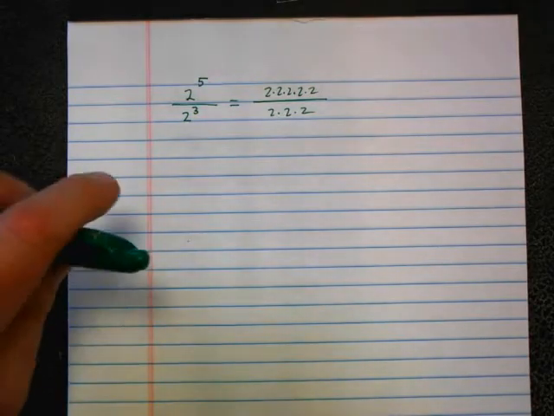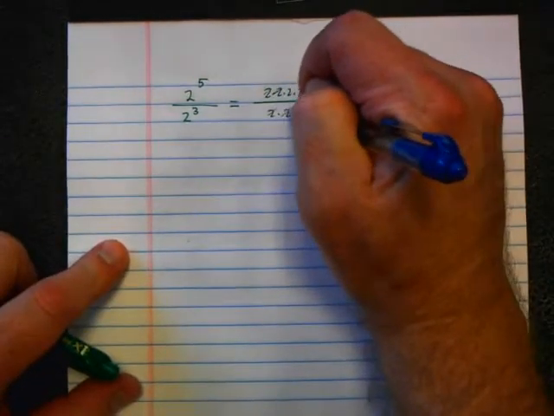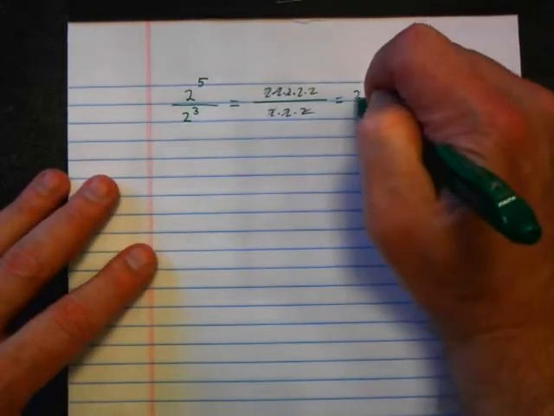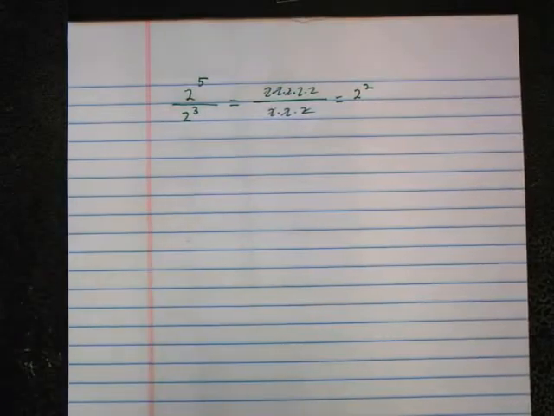And then you can take 3 of the 2's out, and you're left with 2 times 2, which is 2 squared. All right, so there's rule number 2.